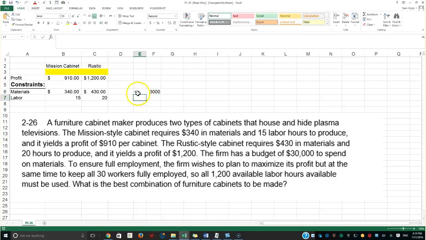Usually the constraints we color with blue, so you could choose whatever color, but just to be consistent. We also call this the right-hand side. And this is going to be the sign, whether it's greater than or less than.